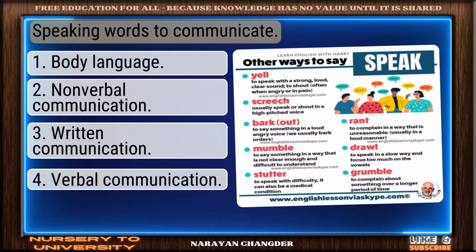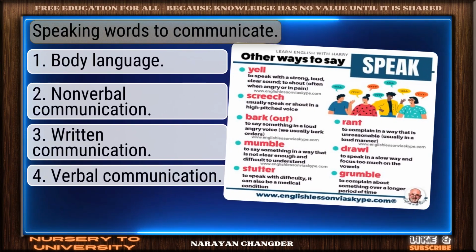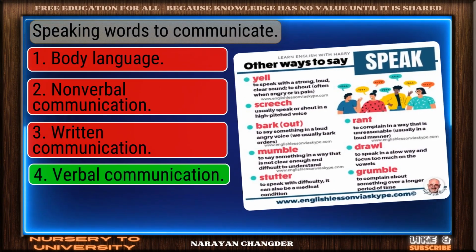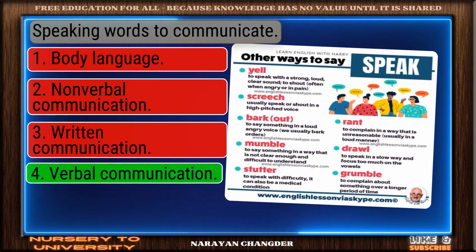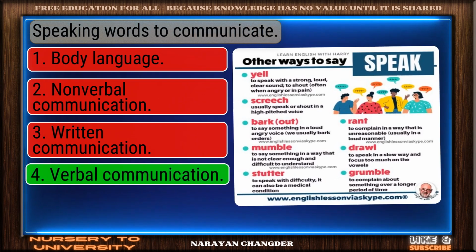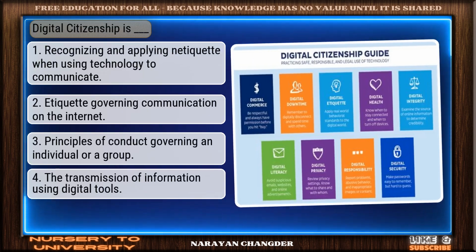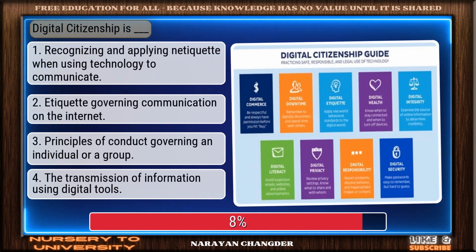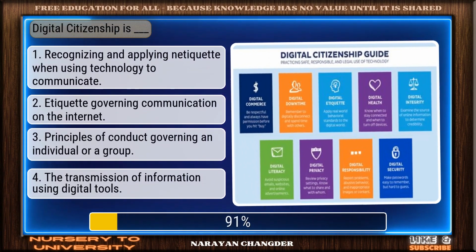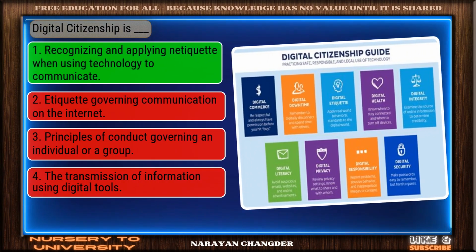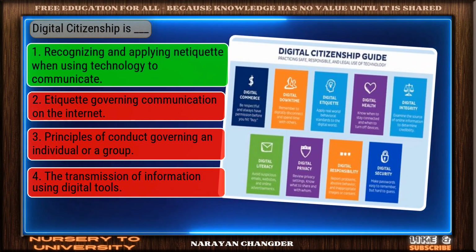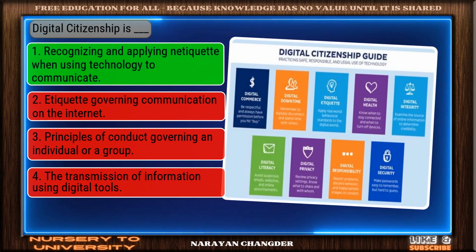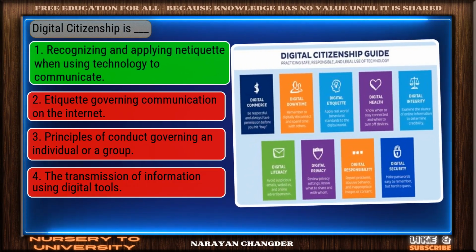Question number 73. Speaking words to communicate. Good job. Your answer verbal communication works well here. Question number 74. Digital citizenship is dash. Clear logic. Your choice recognizing and applying netiquette when using technology to communicate is sound and 100% true.